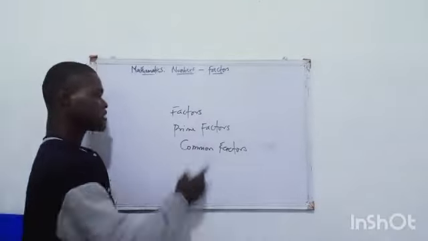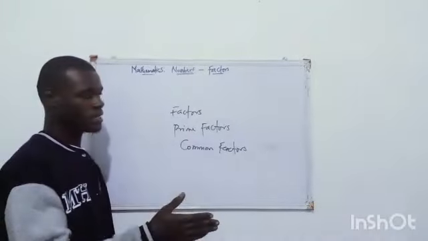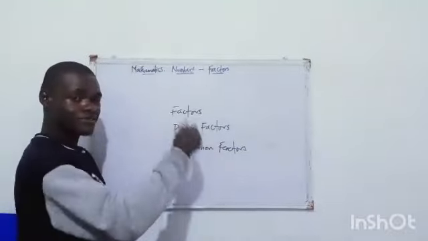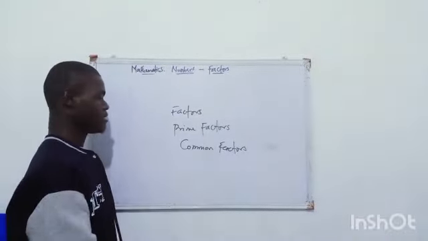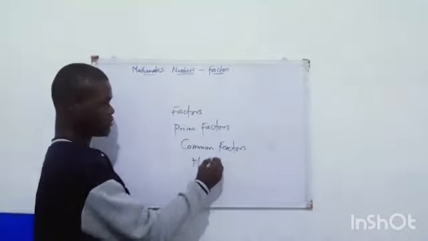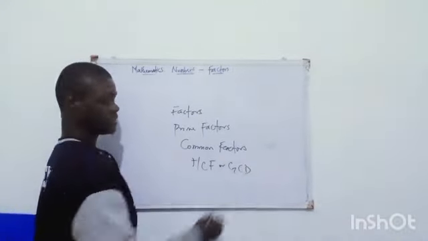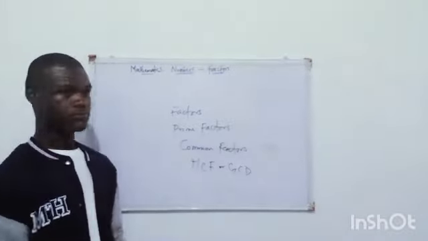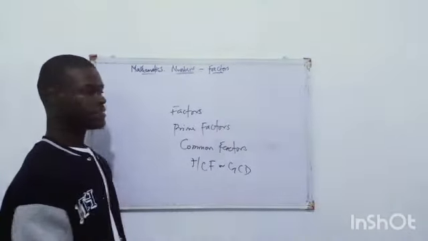Now, the common factors are basically factors of all these numbers, 3 numbers or 4 numbers, all the factors of the number that can divide all the numbers at the same time. Right? Then the highest of them, the biggest of them, is what we call the HCF or GCD. Many people don't know that HCF is also called GCD. Right? So that's that about factors.